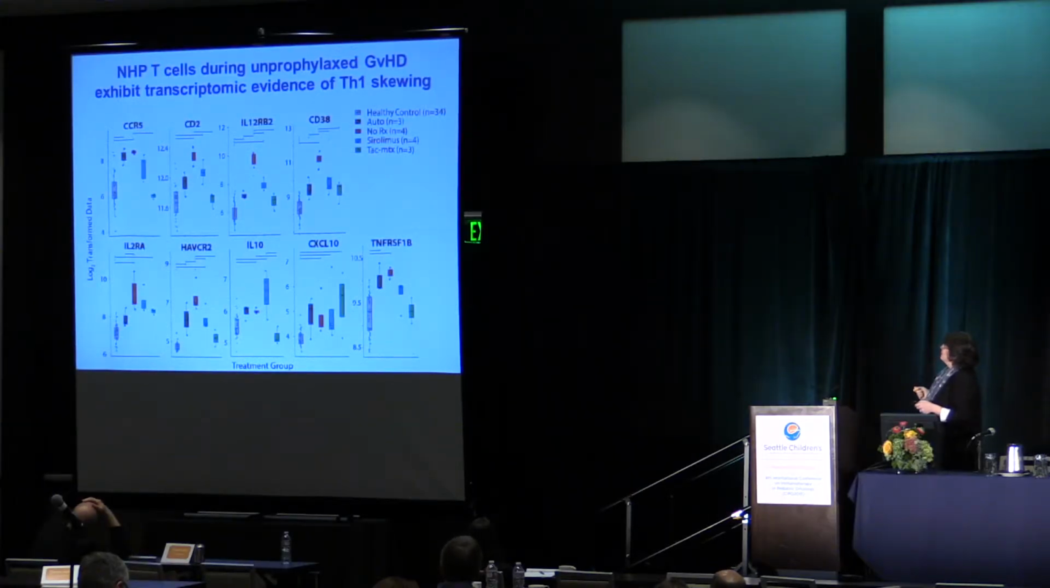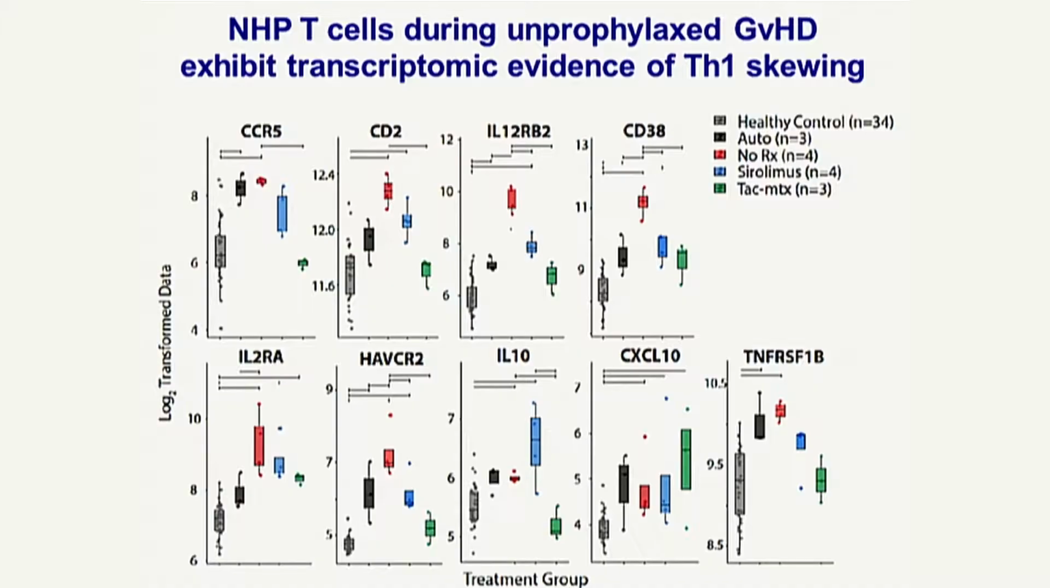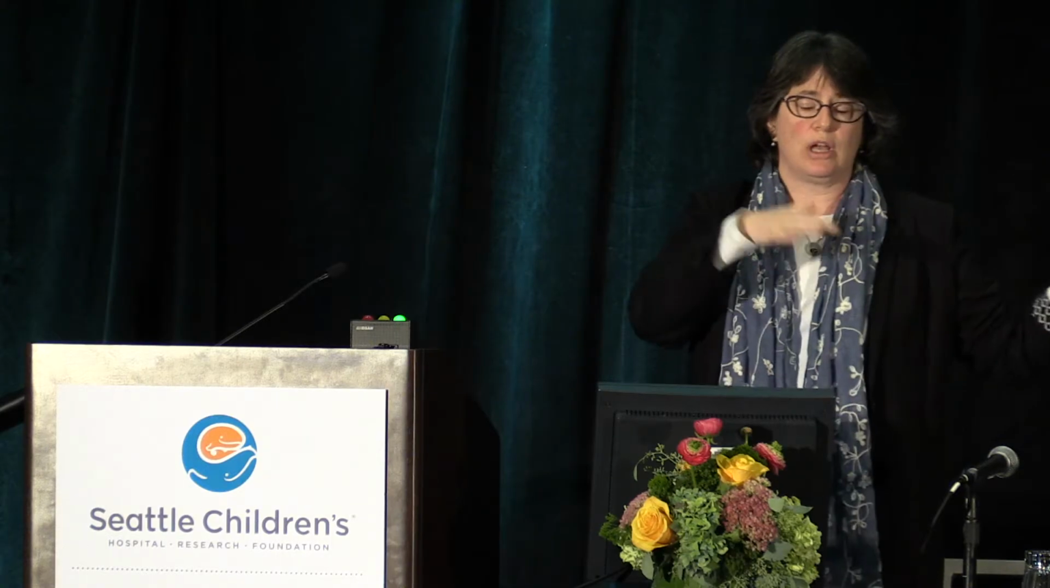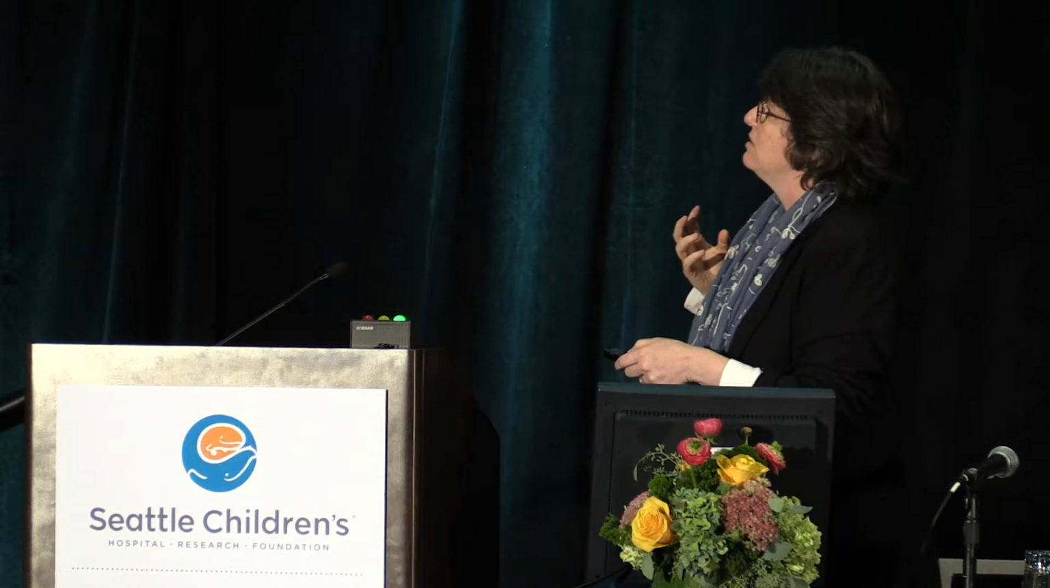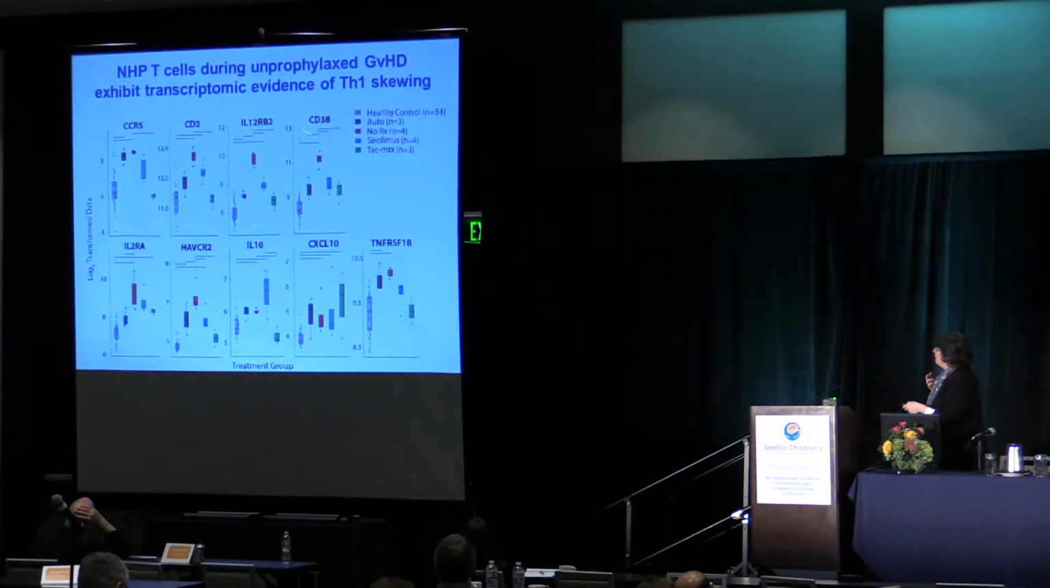And what we see is really interesting. So it's very clear that when you have animals that have no prophylaxis, that are really just going into GvHD with no control whatsoever, they really have a skewing towards that Th1 profile. And I think that the individual genes may give us markers of key activation markers that we may want to target positively during immune therapy. So really all the canonical markers are there. This is CCR5, CD2, IL-12 is very important.